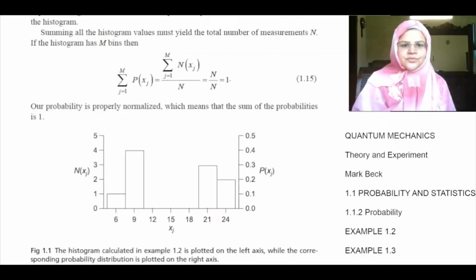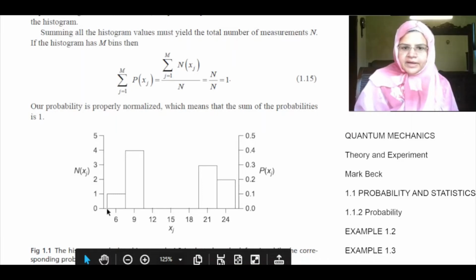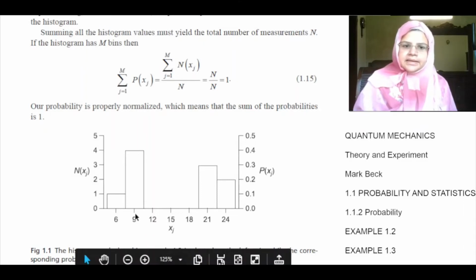Let's study the histogram. We see that the range is from 5 to 25 and we have divided it into 7 bins: 1, 2, 3, 4, 5, 6, 7. And between 5, 6 and 7, we have taken the mean value, which is 6. So n6 is equal to 1, n9 is equal to 4, n21 is equal to 3 and n24 is equal to 2.